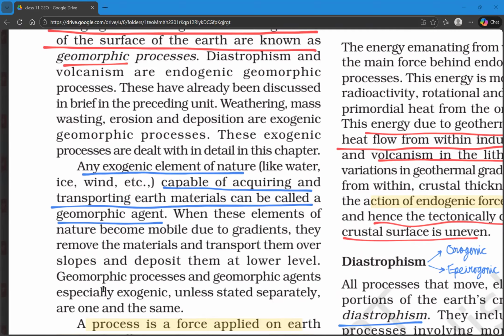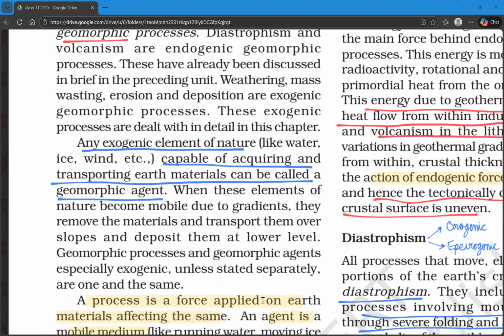The geomorphic processes and geomorphic agents, especially exogenic, unless stated separately, are one and the same. So except in a special condition, the geomorphic processes and geomorphic agents are one and the same.